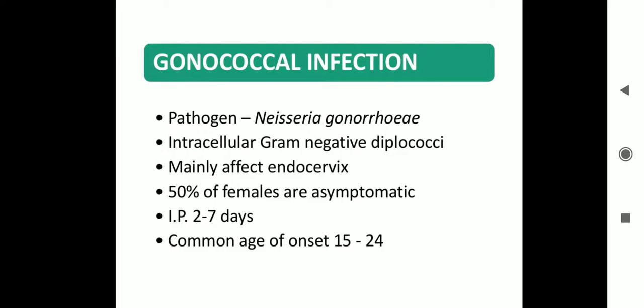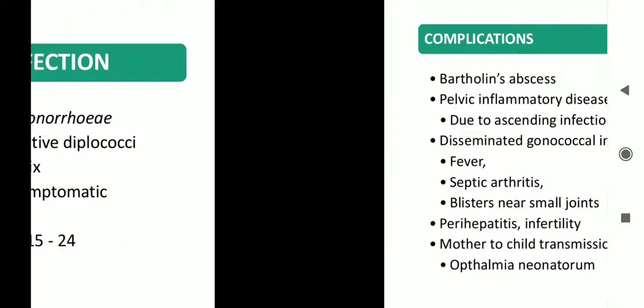Gonococcal infection: the pathogen is Neisseria gonorrhoeae. Intracellular gram-negative diplococci mainly affect the endocervix. 50% of females are asymptomatic. Incubation period is 2 to 7 days. Common age of onset is 15 to 24.